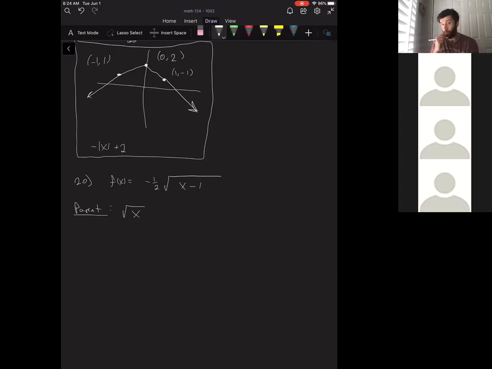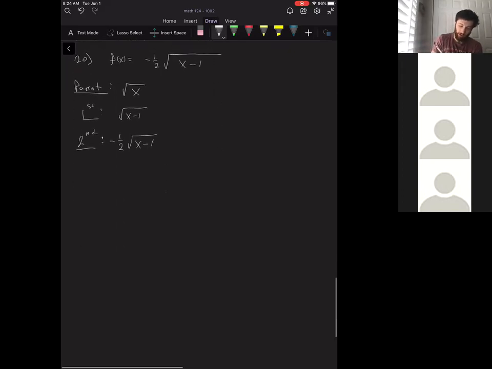And then we start with all the things closest to x and move outwards. So that minus 1 is closest to the x. So our first transformation is square root of x minus 1. And the second thing is we're going to multiply by the minus 1/2 in the front. All right, so we got these things to take care of. So let's start with the parent function.